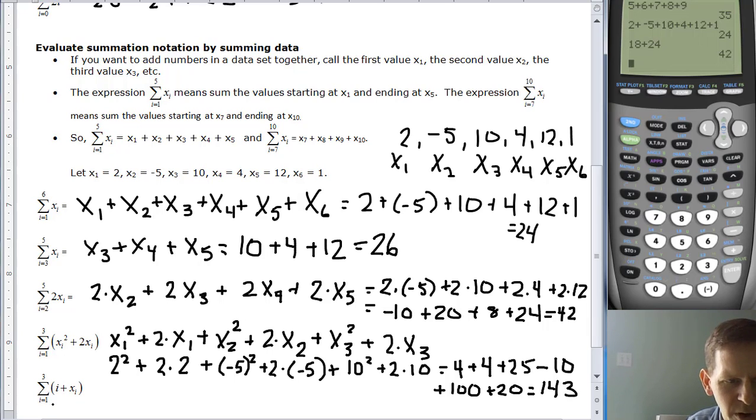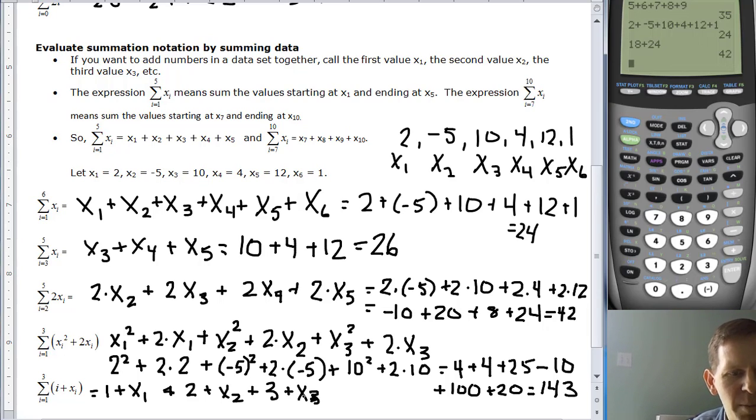All right, last one. Replace the i's with the bottom number. In this case, it's 1. So this will be 1 plus x sub 1. Now we're going to move up. These are 2's now. 2 plus x sub 2. Last number is 3. 3 plus x sub 3.